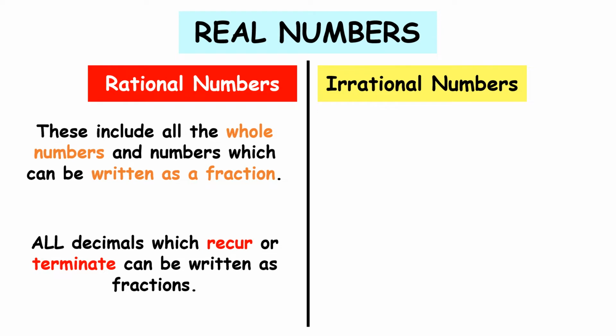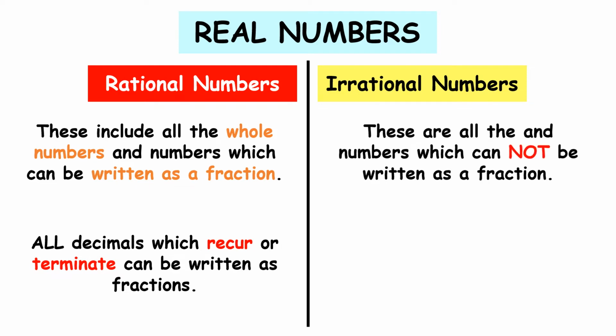With decimals, it becomes a little bit trickier. So how do you know by looking at a decimal that maybe isn't familiar whether it is rational or not? Any decimals which recur, so think of your third, which can be written as 0.3 recurring, or terminate or end, will all be rational numbers. So if you have a decimal that ends, it can be written as a fraction.